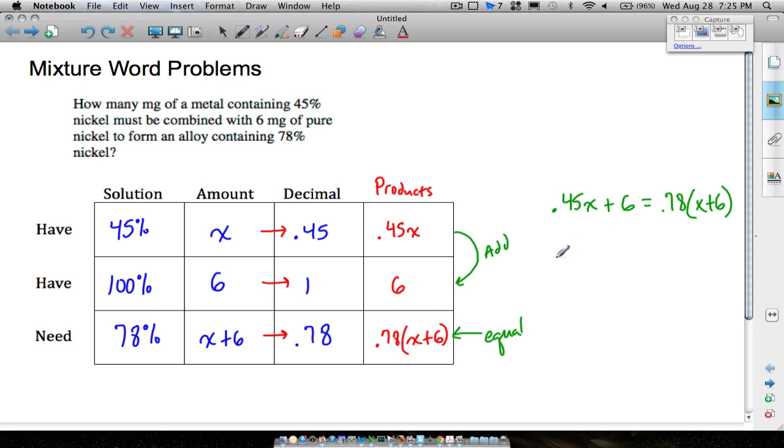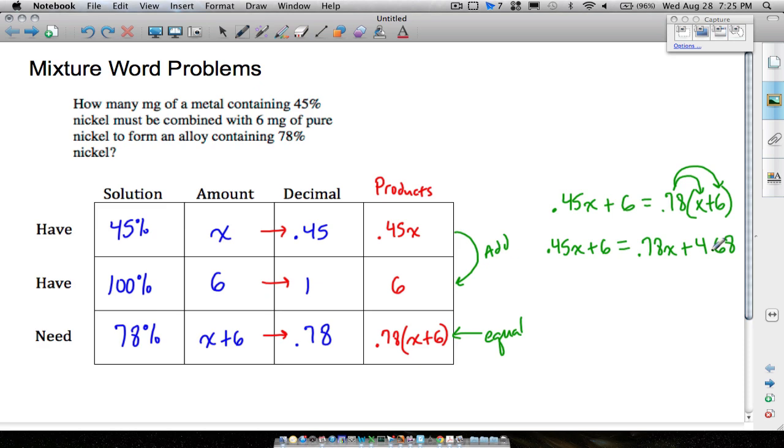So 0.45x plus 6, there's nothing we can do there, so we'll leave it alone for right now. Over here on this side, we need to distribute the 0.78 to both of these terms. 0.78 times x is 0.78x. And then 0.78 times 6, they're both positive, so that's going to be 4.68.